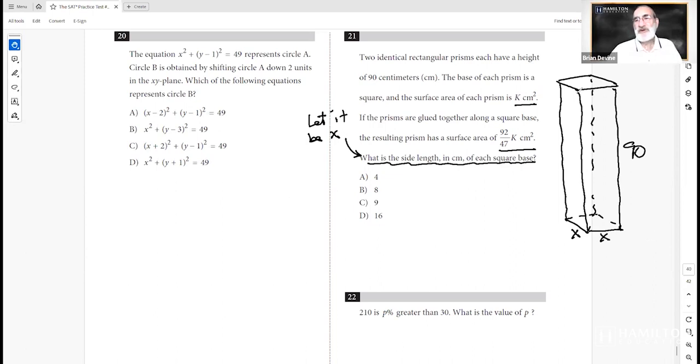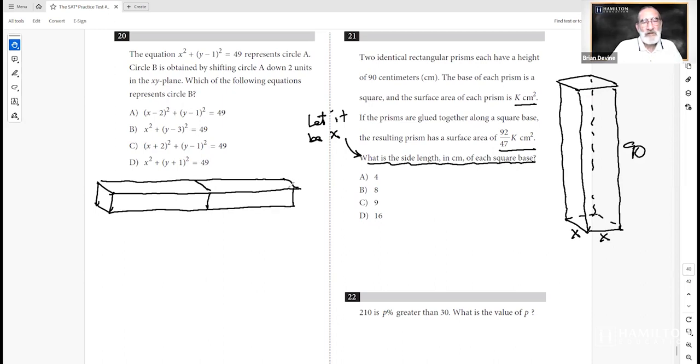And if I were to do what they ask, I'm going to have a square base of X. Then it's going to be twice as long because I glued together 2 square bases. This is still X by X, but now this thing is 180 long this way. So you can get a picture of it.